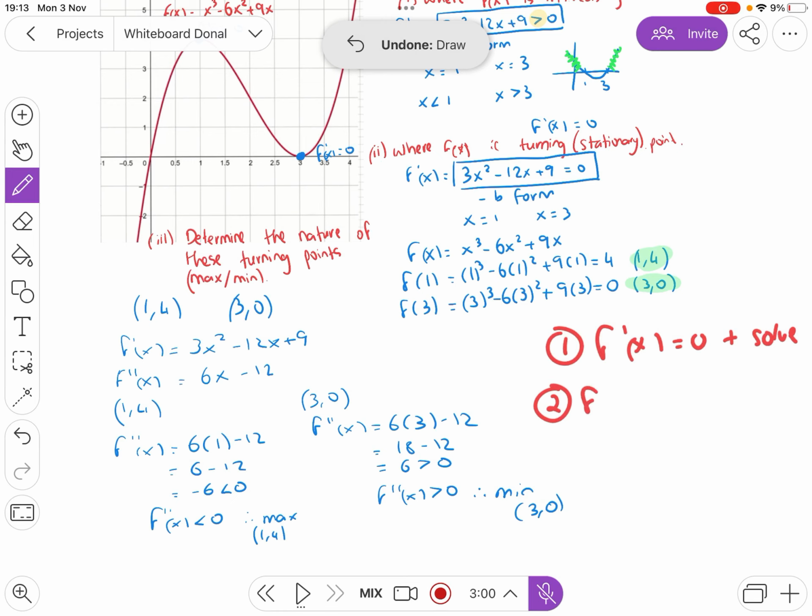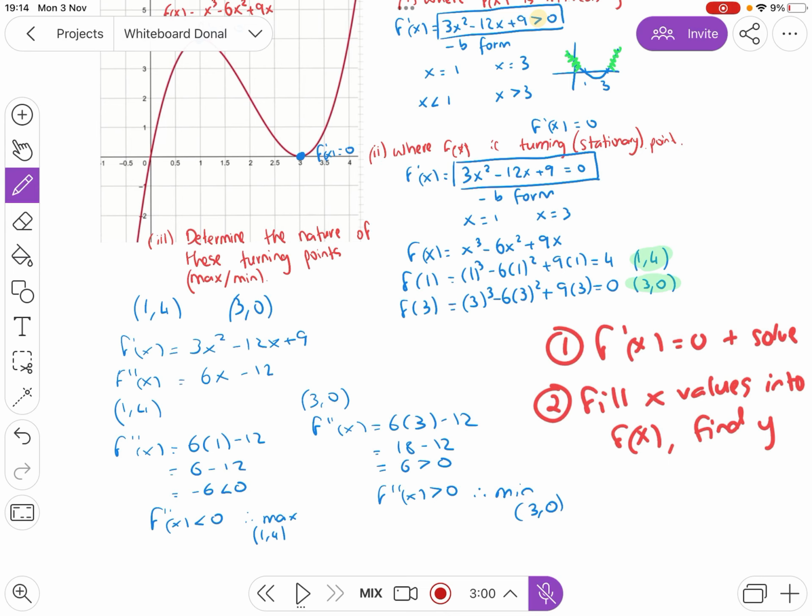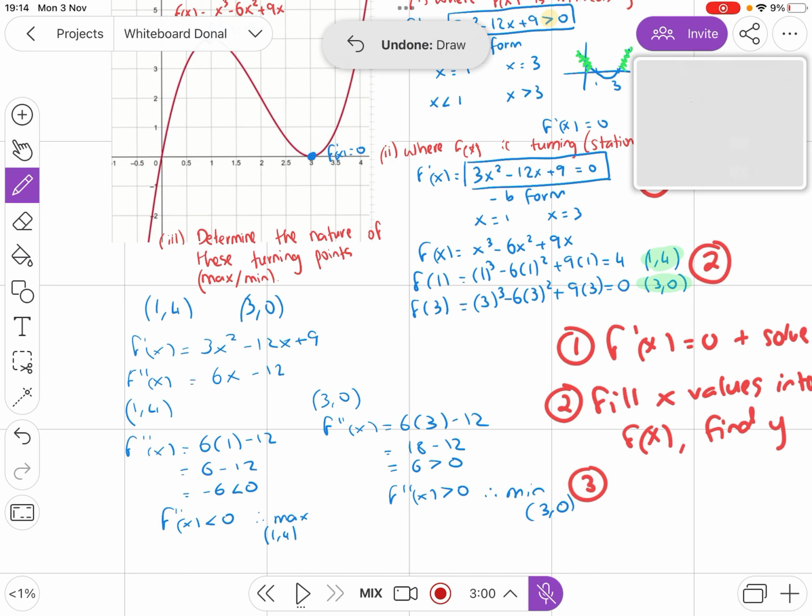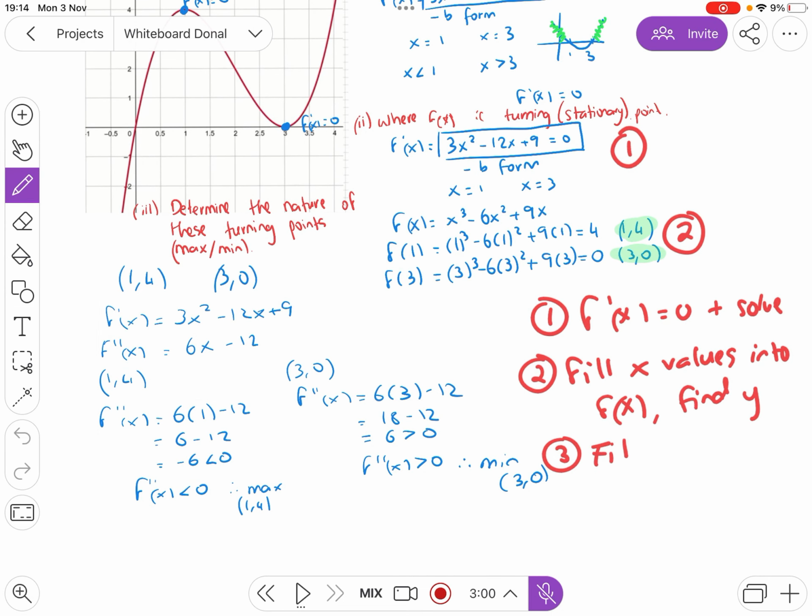Our second job then would be to fill our x values into f of x. Why? That will find us the y coordinate, okay? And that's what we did here. So there was our step 1, there was our step 2. Our step 3 then is to determine if they're max or min. And how we determine their max or min is by filling in our x value into the second differentiate. And that will test for max or min. So they're the 3 steps.